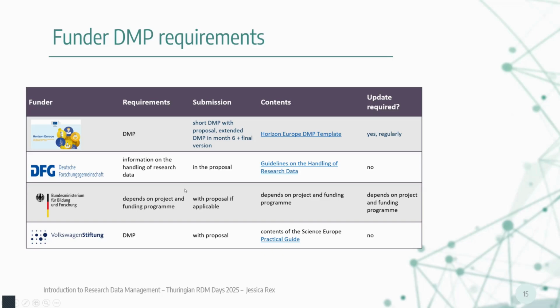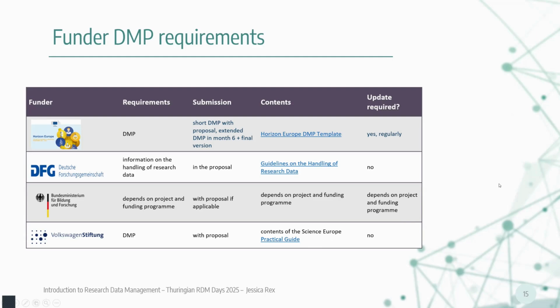Then we have the BMBF, Bundesministerium für Bildung und Forschung. With them, it depends very much on the project and the funding program that you are in. If you have to write a DMP in your program, then you generally need to submit it with the proposal. What contents they want and whether an update is required also depends on the project and funding program. So unfortunately, I cannot be much more specific than that for the BMBF. And then I have another one, the Volkswagen Stiftung, which also requires a DMP to be written and handed in with the proposal, and they want it to be oriented towards the contents of the Science Europe practical guide, but do not require an update.